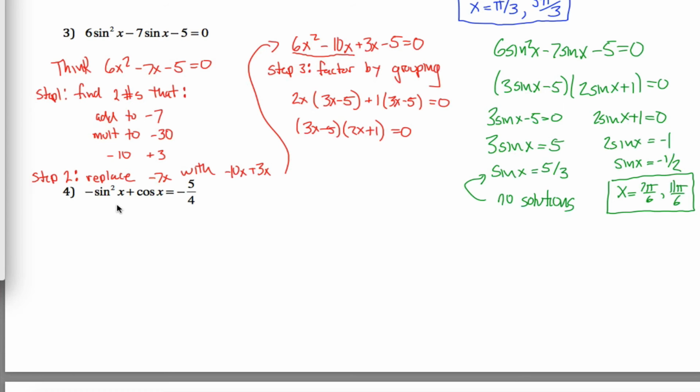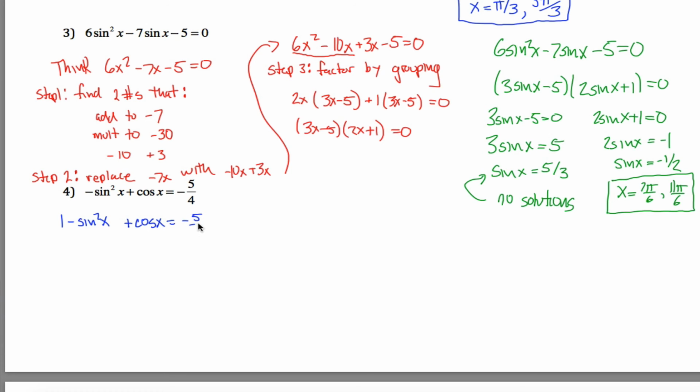Well, fortunately, trig functions have this nice property that you can change sines into cosines and cosines into sines. It's easiest when they're squared. If I added 1 to both sides of the equation, I would have 1 minus sine squared x plus cosine of x equals negative 5/4 plus 1. And I added 1 to both sides. But 1 minus sine squared x is just equal to cosine squared x using the Pythagorean identity. Sine squared plus cosine squared equals 1. So 1 minus sine squared equals cosine squared. Negative 5/4 plus 1 is negative 5/4 plus 4/4, which is negative 1/4.